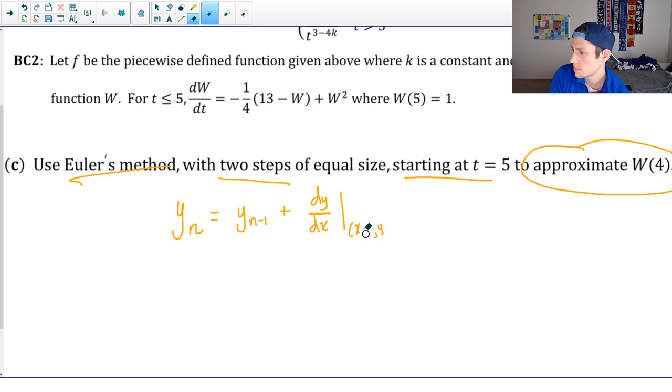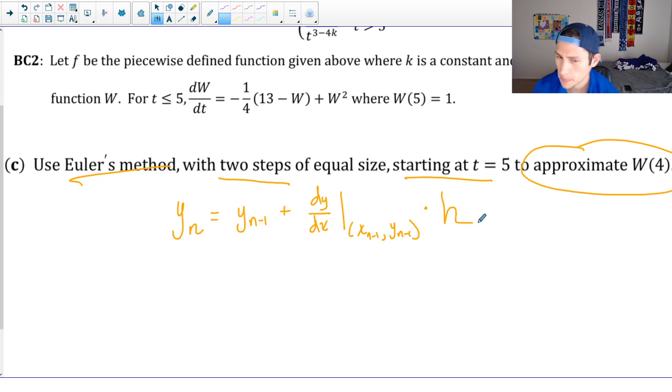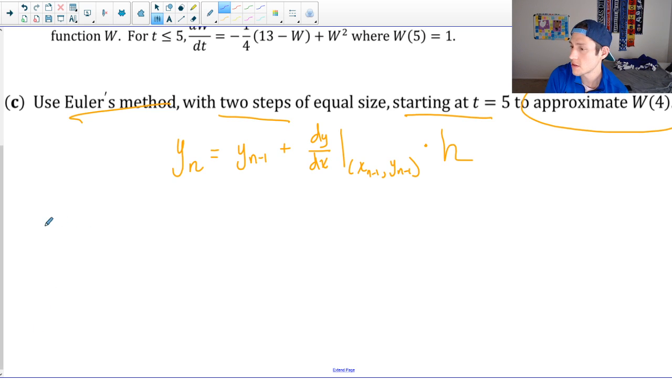That's kind of bad. Let me fix that. y n equals y n minus 1 plus dy dx at x n minus 1, y n minus 1, times h. Okay, this should just be something that you know, for approximating using Euler's method.